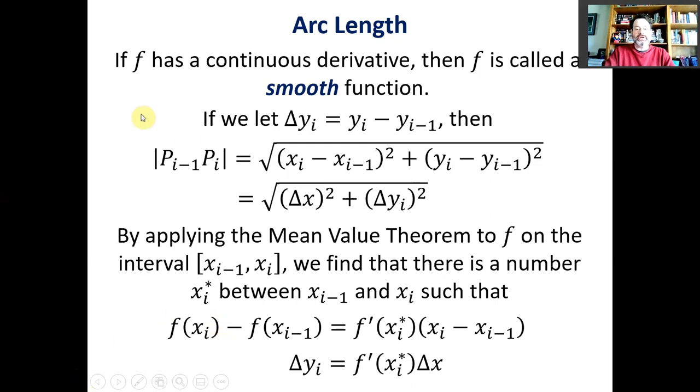Okay, so we've just seen that f of xi minus f of xi minus 1 is just the difference in the y's, right? That's just this. Yi is f of xi, they're the same thing. And then the difference in the x coordinates is delta x. So this thing reduces pretty nicely to this.